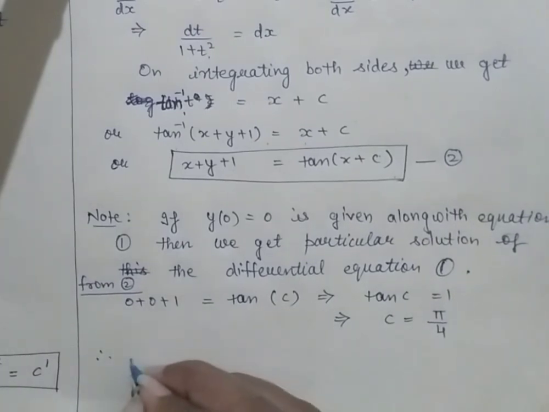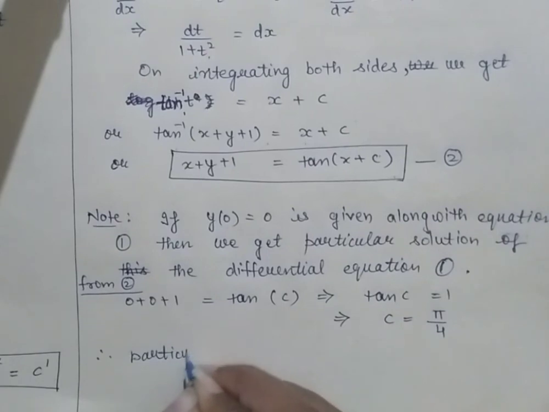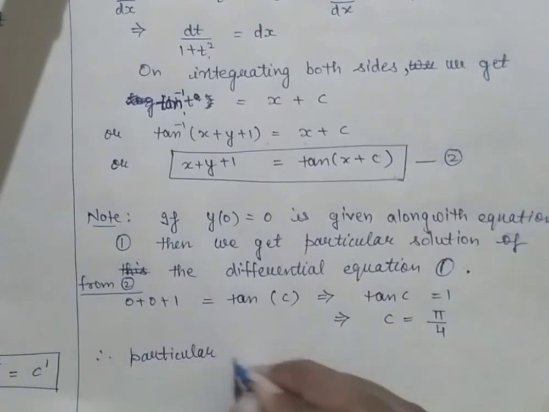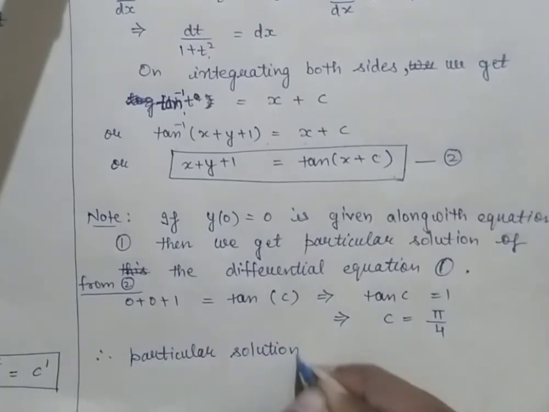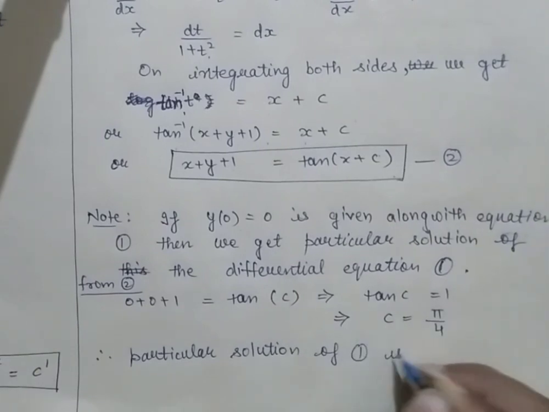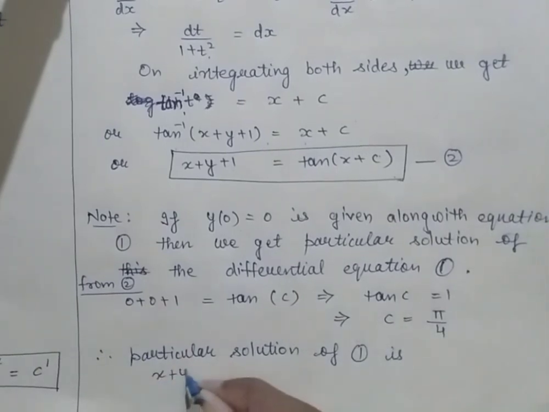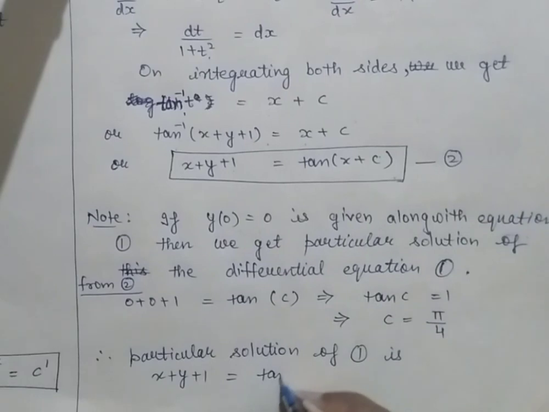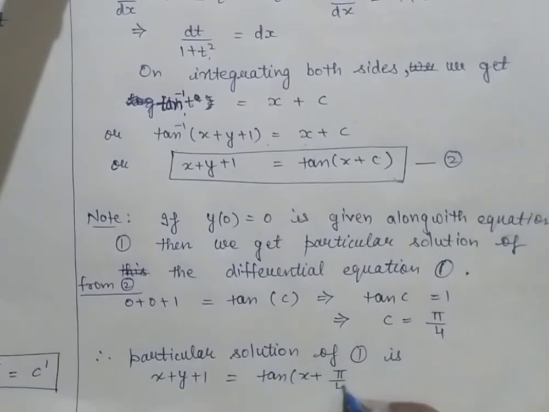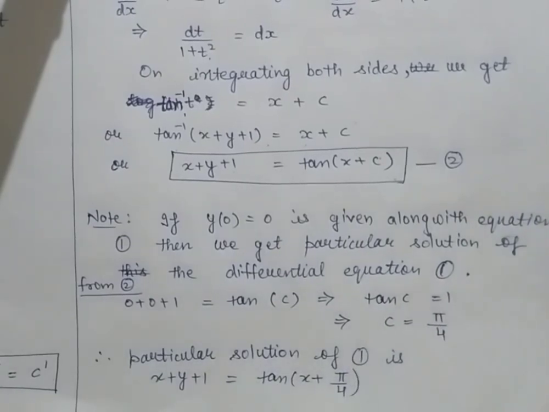Therefore, the particular solution of the given equation 1 is tan(x plus y plus 1) equal to tan(x plus c), where c is pi by 4. In the particular solution, we have no arbitrary constant, because with the help of the initial condition, we get the value of the arbitrary constant c. So this is the particular solution.